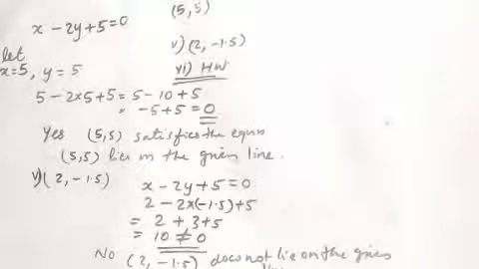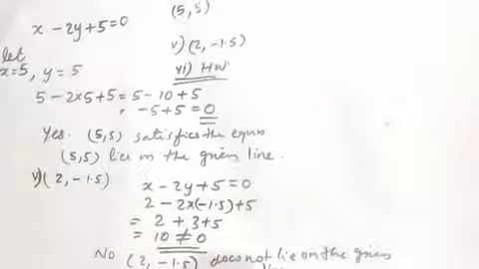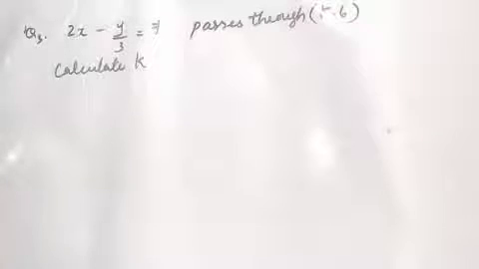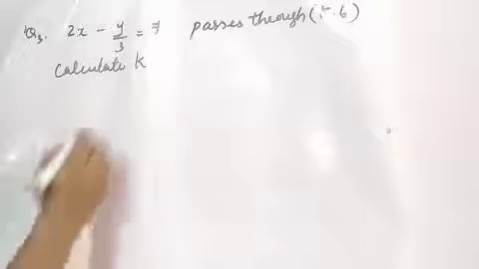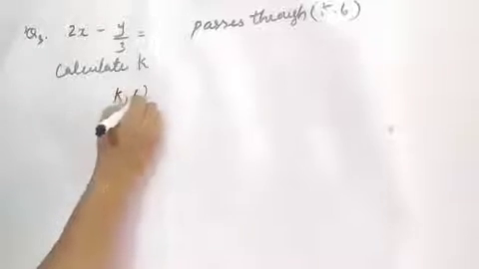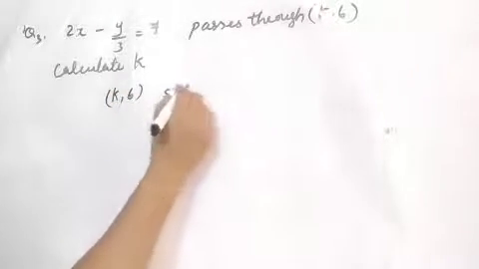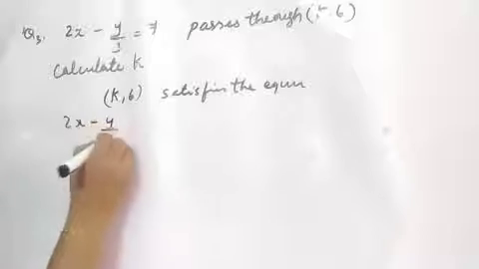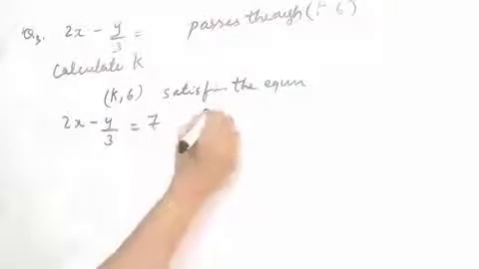Next type problem, question 3. Question 3: a line 2x minus y by 3 equal to 7 passes through the point k, 6. Calculate the value of k. What is given in the question? This point k, 6 satisfies the equation 2x minus y by 3 equal to 7. That is given in the question.